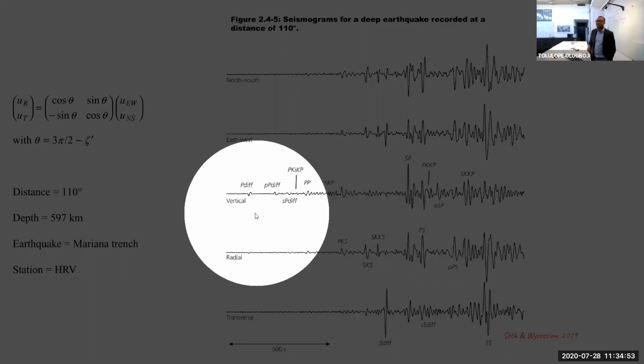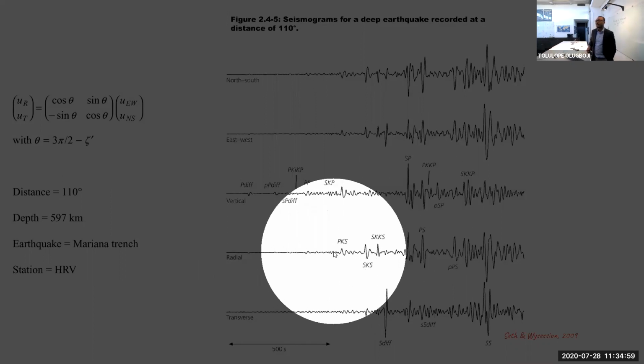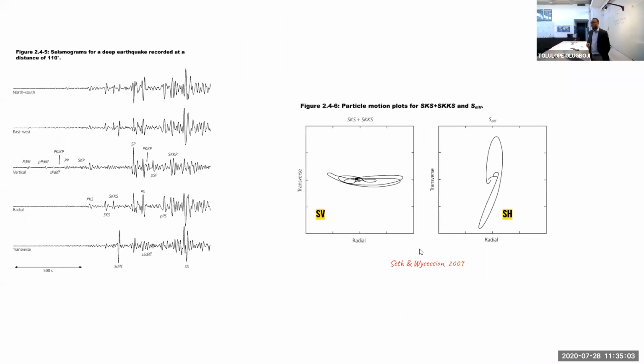Now all these different phases are polarized in a unique fashion that you can then interpret. So let's look at what that polarization looks like for two types of seismic phases: SKS, SKKS, and SDIF.